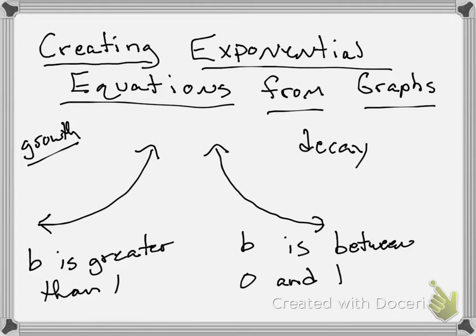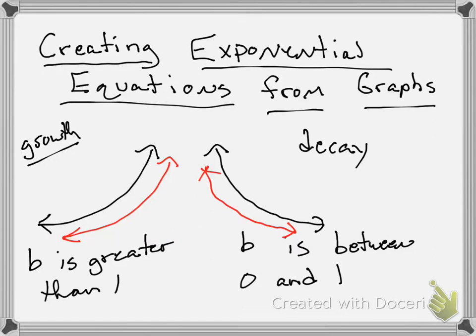So a couple of things to keep in mind. A graph shows exponential growth if the curve looks like this, and it shows decay if the graph looks like this. Think of it as start at the left. As you start at the left part of the graph and go to the right, is the arrow going up or down? If the arrow is going up, then the graph is showing exponential growth. If it's going down, it is showing exponential decay.